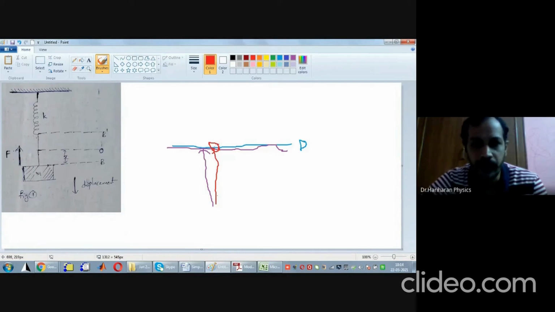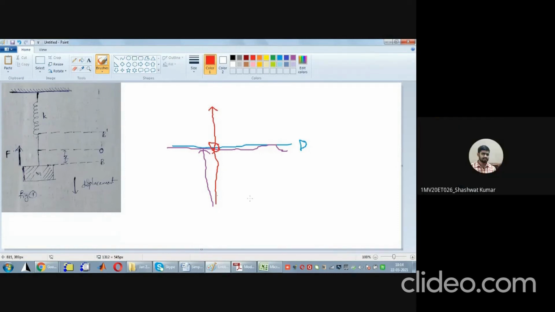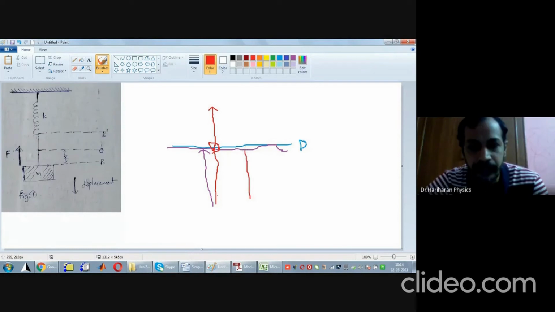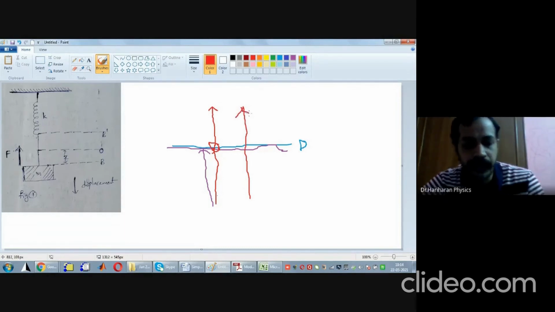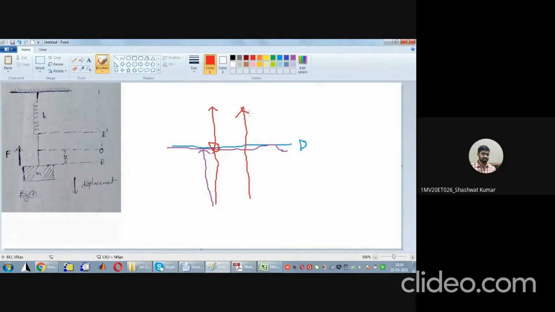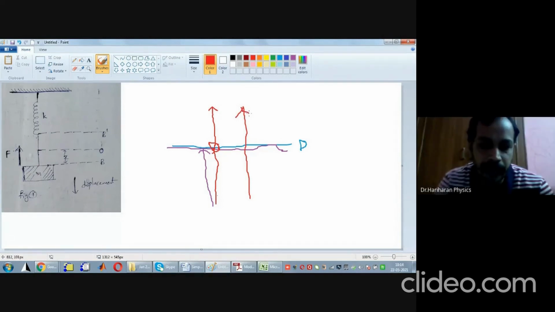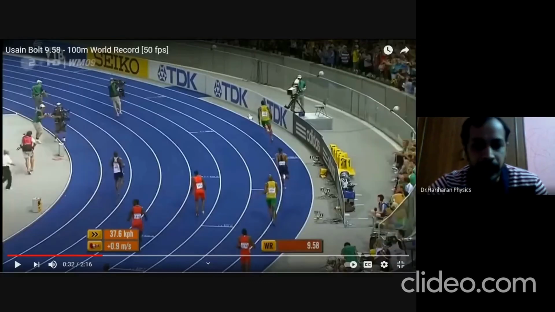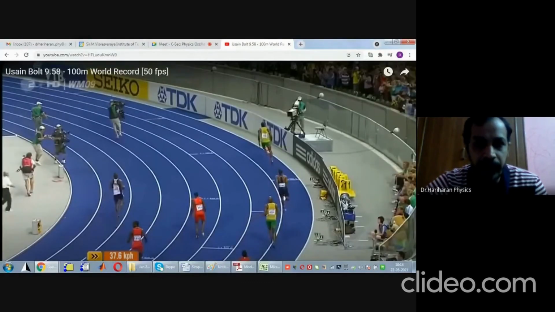Then after crossing the finishing line, what do the athletes do? They will slow down. Correct? They will slow down, so velocity will decrease. So if an object approaches the equilibrium position, velocity will increase. When it crosses the equilibrium position, velocity is maximum. When it moves away from the equilibrium position, the velocity decreases. These are the characteristics of a body executing simple harmonic motion. What does that mean? How velocity varies with time. Everything is captured in my 4 points here.